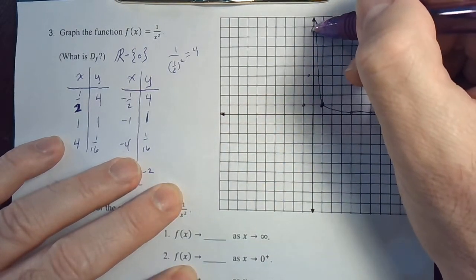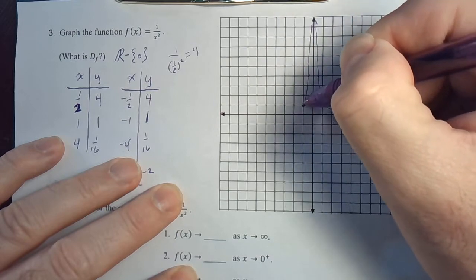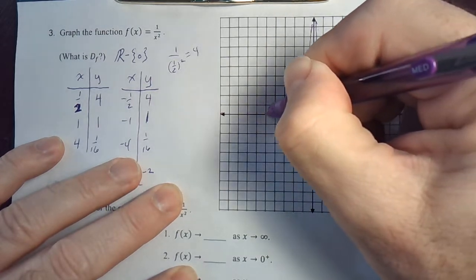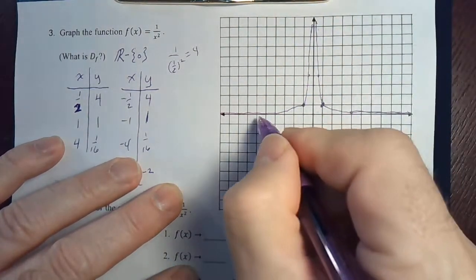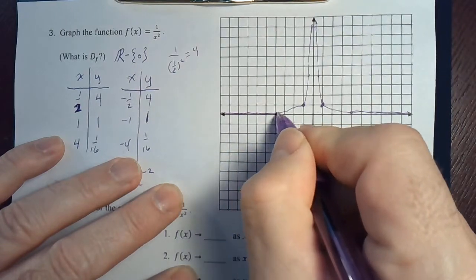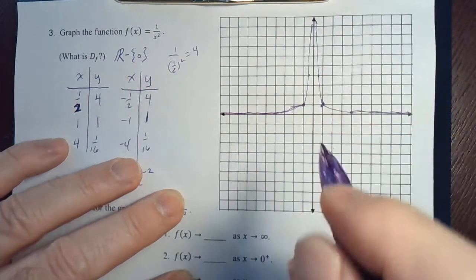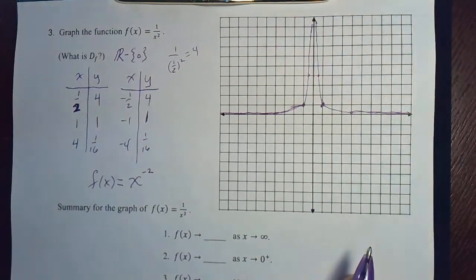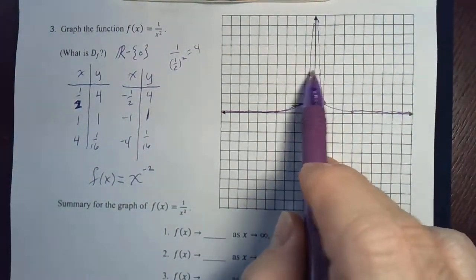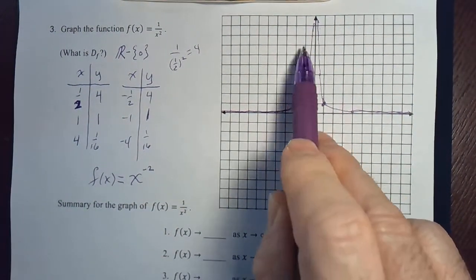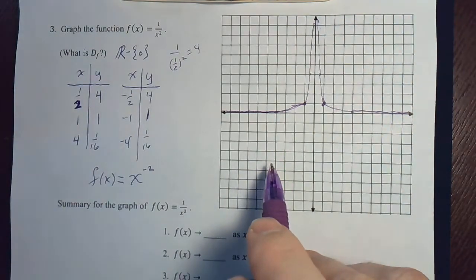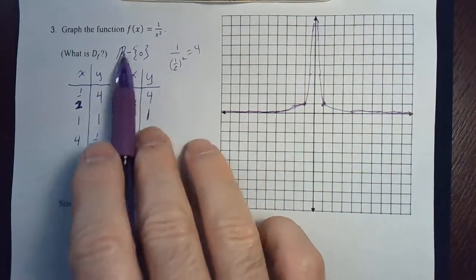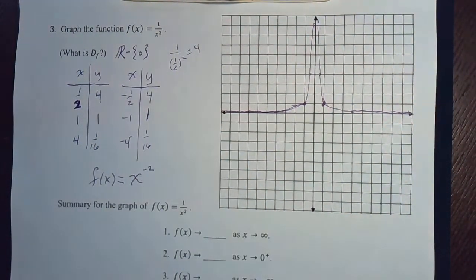So it'll go something like this. Again, not very smooth, and it shouldn't be touching the x-axis or the y-axis, but it should be pretty clear that this is a mirror image about the y-axis. All right, so that's the graph of the function f of x equals 1 over x squared.